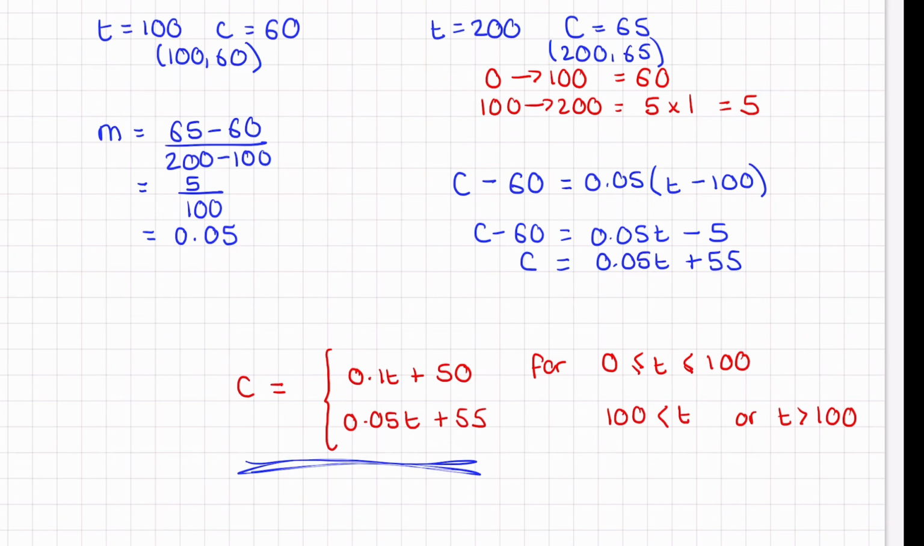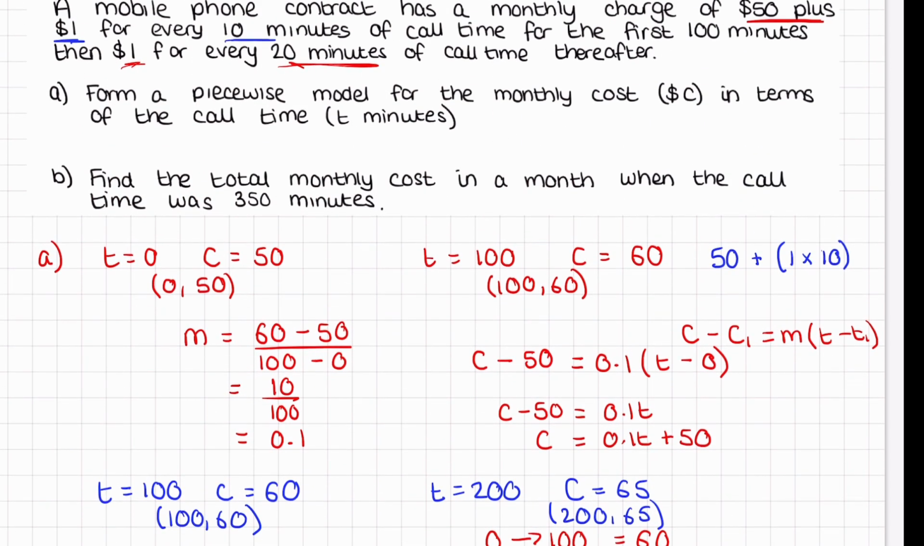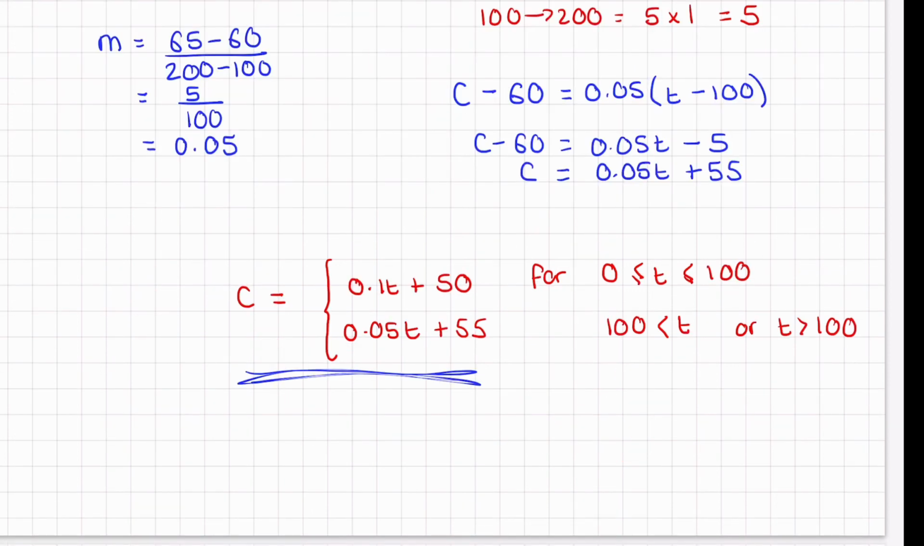Part B. Find the total monthly cost in a month when the call time was 350 minutes. So for 350 minutes, we just need to look at which of these equations it falls under, which is the second one, because our t is greater than 100. So c would equal 0.05 multiplied by 350 plus 55. And that means the cost would be $72.50. And that's the end of this video.